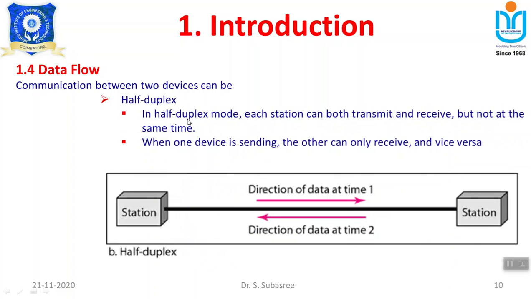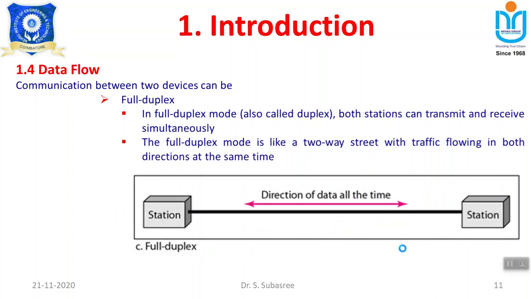The second one is called half duplex communication. What is the difference between simplex and half duplex? Simplex is one direction, but half duplex permits both directions, but at a particular period of time, only one direction of communication can happen. You can see from this diagram that data communication is possible both ways. But when this station is sending data to that station, that station cannot send data to this station. Only one direction of communication is possible at a particular period of time. That is called half duplex. Full duplex is where both sending and receiving are simultaneously possible. That is called full duplex communication. So data flow can be classified into simplex, half duplex and full duplex.